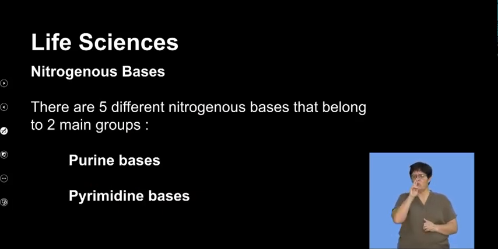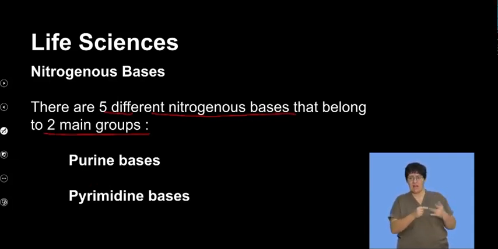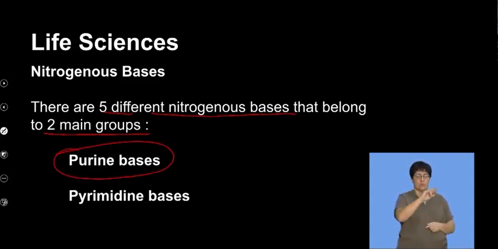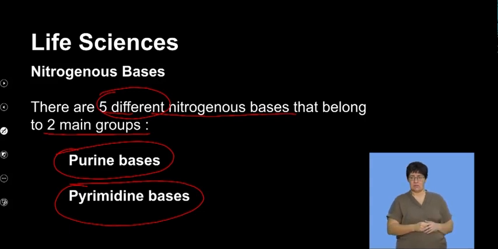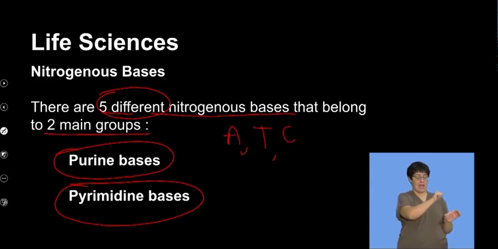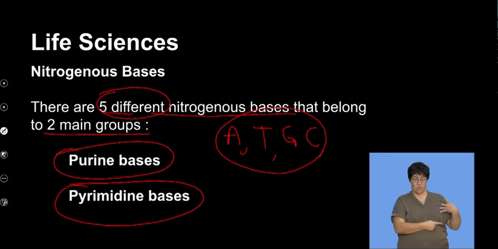However, when we look at this, there are 5 different nitrogenous bases that belong to 2 main groups. The 2 main groups that we talk about, these families, are the purine bases and the pyrimidine bases. So these 5 different nitrogen bases, which I'm going to illustrate in the next slide: we've got adenine, thymine, guanine, and cytosine, and in addition to that, uracil, belong to 2 major groups. Let's look at the next slide.